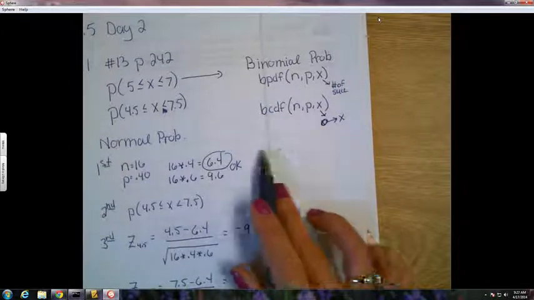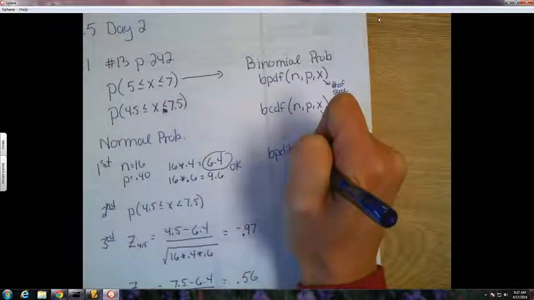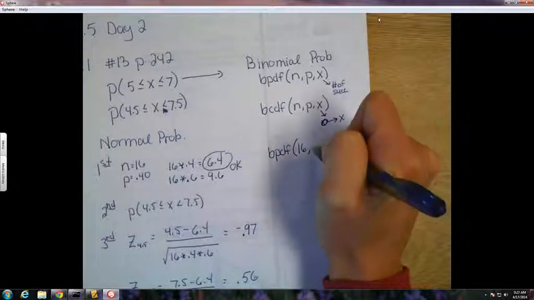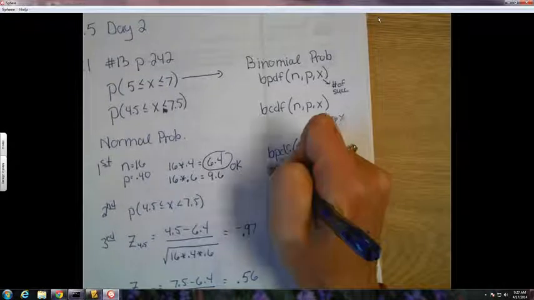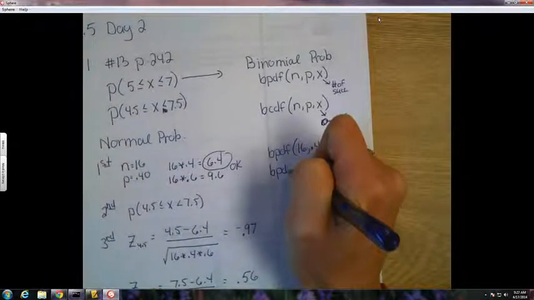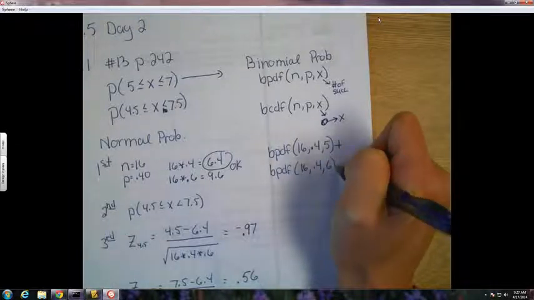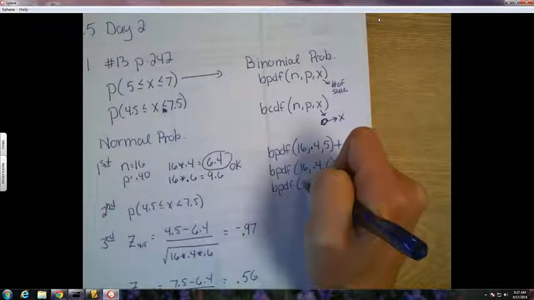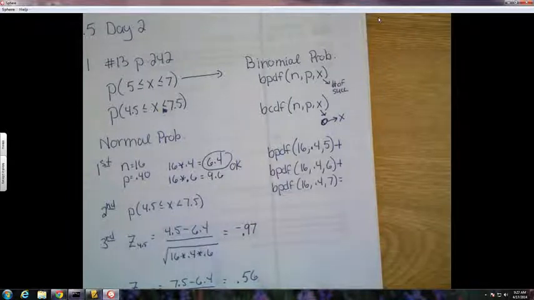So just all in one line, I would go binom PDF, 16 trials, 0.4 success with a 5. Add that to binom PDF, 16 trials, 0.4 with a 6. Added to binom PDF 16, 0.4, 7. Or we could have done a cumulative through 7 and then subtracted off everything through 4.